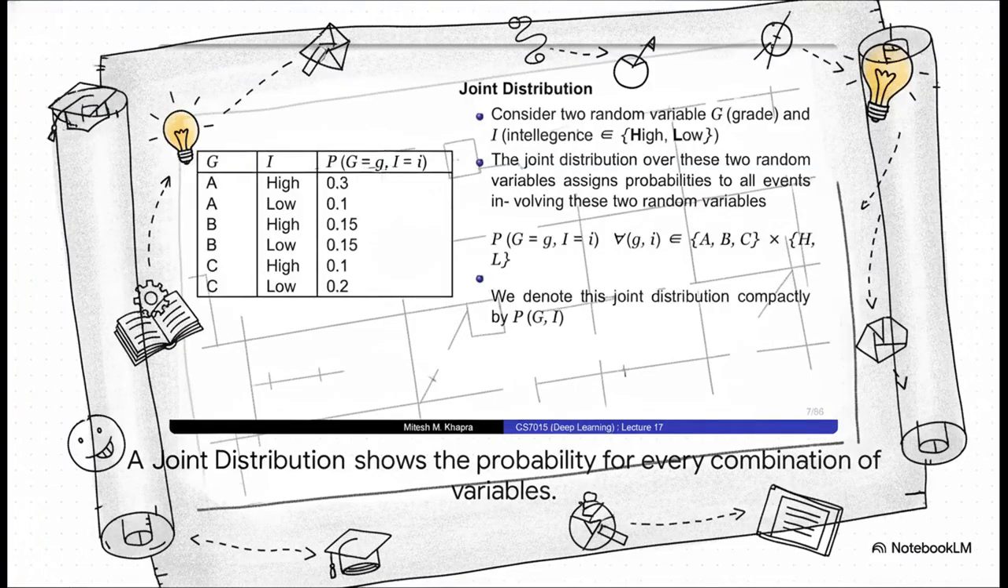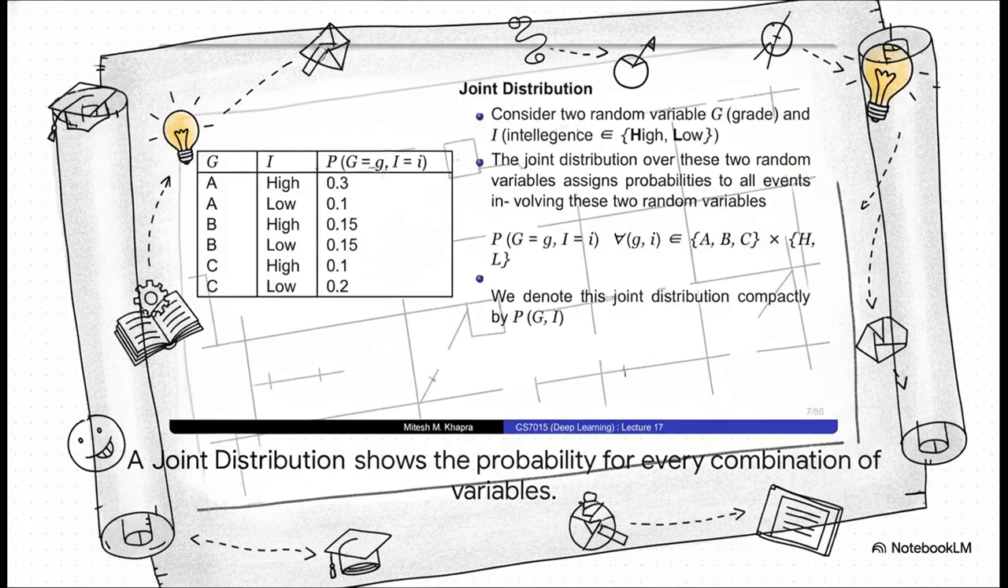Now things get really interesting when we start combining variables. Here we're looking at 2 of them, G for grade and I for intelligence. This table you see here is called a joint distribution. I want you to think of it as the complete rule book for how these 2 variables behave together. It gives us the probability for every single possible combination. Let's just look at the first row. The probability of a student having high intelligence and getting a grade A is 0.3, or 30%.